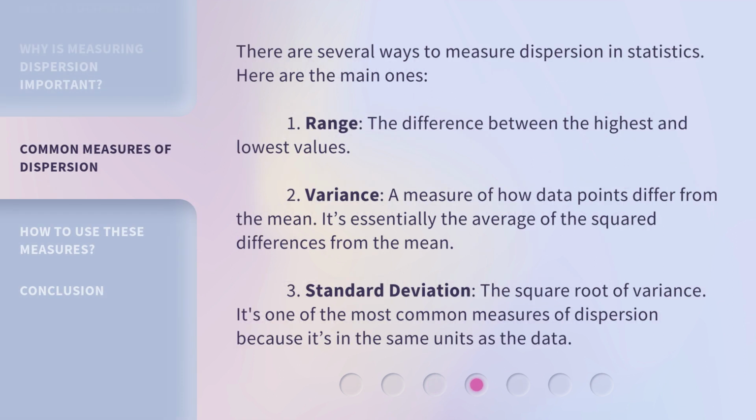There are several ways to measure dispersion in statistics. Here are the main ones. 1. Range, the difference between the highest and lowest values. 2. Variance, a measure of how data points differ from the mean. It's essentially the average of the squared differences from the mean. 3. Standard deviation, the square root of variance. It's one of the most common measures of dispersion because it's in the same units as the data.